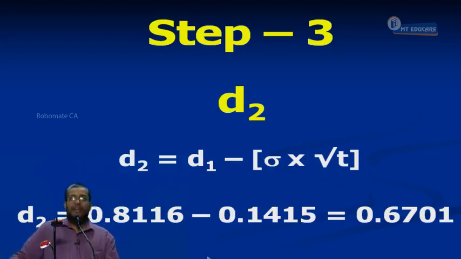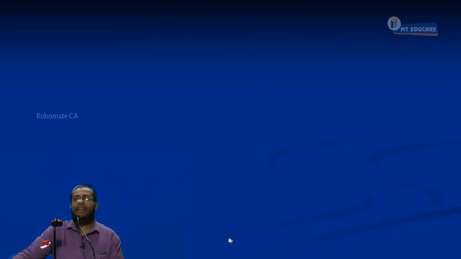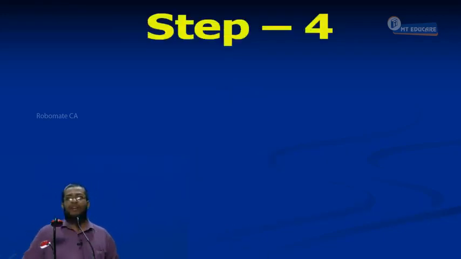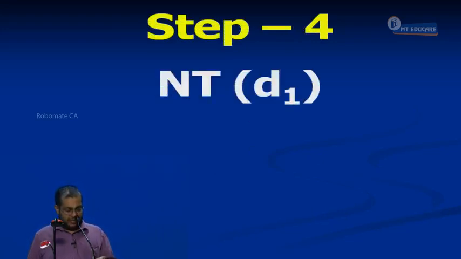0.6701. Now, the next step is step 3, NTD1. I hope you are all doing along with me or not? Now, NTD1, please. NTD1 means what? Normal table value of D1. NTD1, normal table value of D1. Now, what is the normal table value of D1?